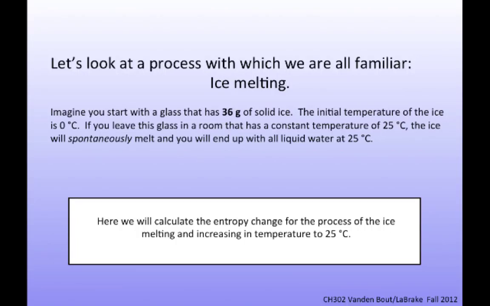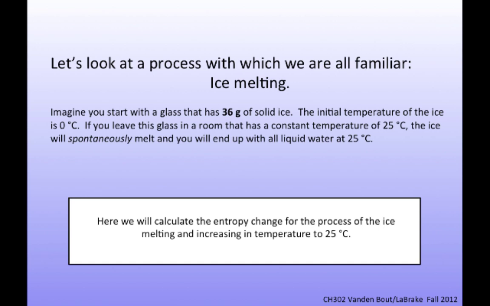Here we're going to look at a process which we're all familiar with, ice melting. For this problem we want to imagine that we start with a glass that has a certain amount of solid ice, 36 grams, and initially the ice is at a temperature of 0 degrees Celsius. We're going to imagine leaving this glass of ice in a room that has a constant temperature of 25 degrees Celsius, and the ice will spontaneously melt, and you'll end up with all liquid water at 25 degrees C.